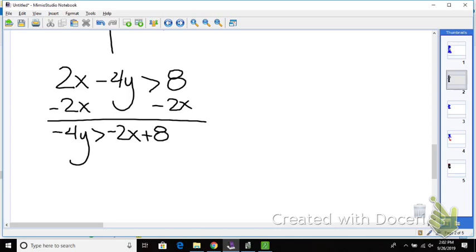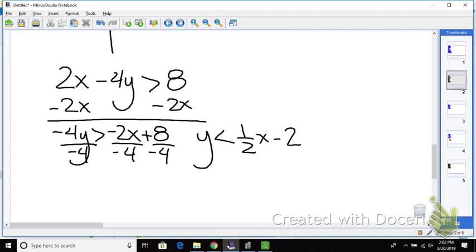And then what do I need to do? Divide, this is being multiplied, so divide by negative 4 with everything. So I have y is, what do I have to do with this sign? Flip it. So it becomes less than positive 1/2 x minus 2.